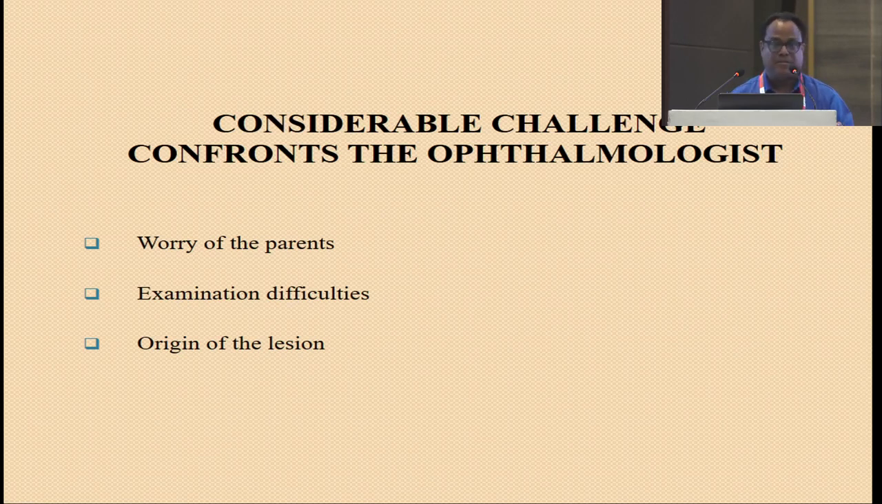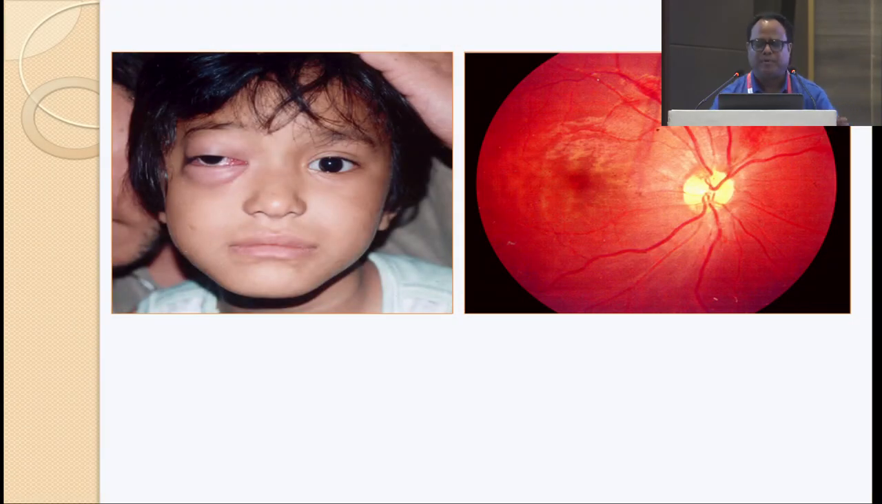Examination difficulties, of course. The parents also will not allow you to examine in a proper way, in a proper position. Finding the origin of the lesion will be very difficult, because the child is not a direct historian. In a 4 or 5 year old, they cannot say anything, so we rely on the parents for the history. Those are some of the problems.